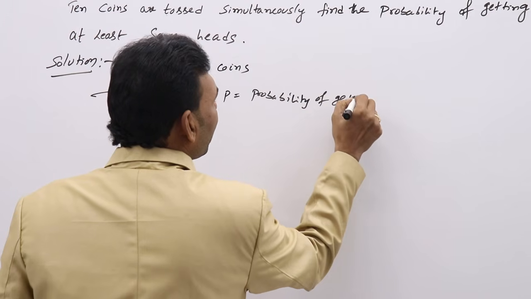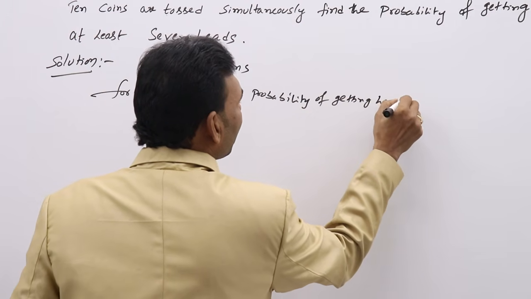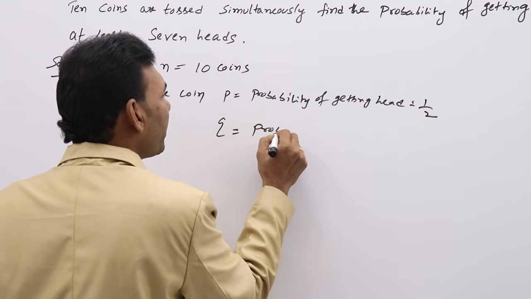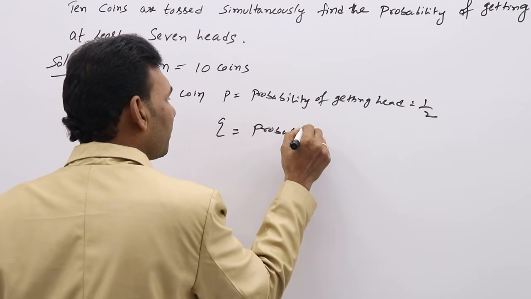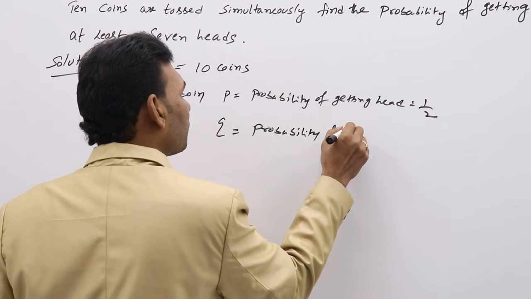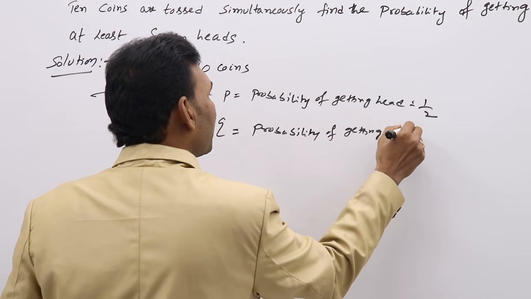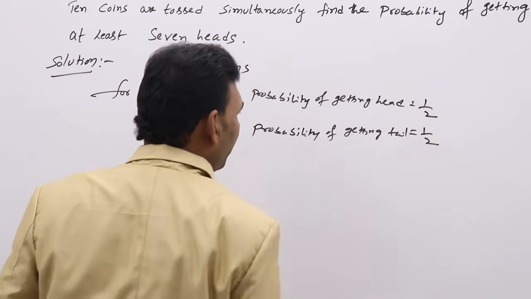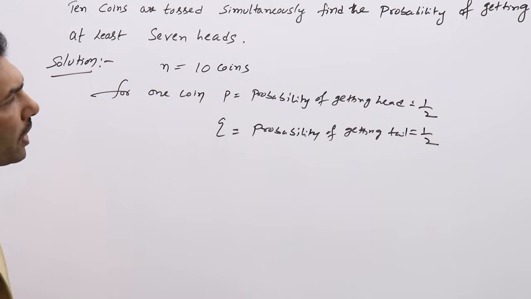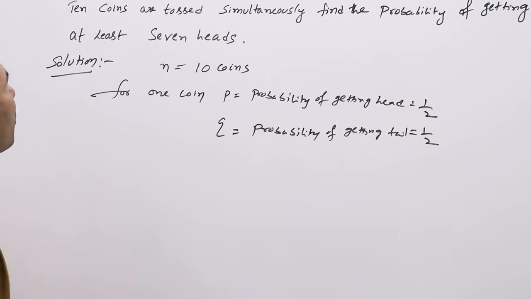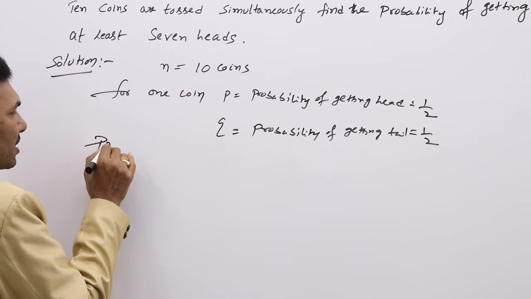Probability of getting head, which is 1 by 2. Q is probability of getting tail, the failure case. So that is also 1 by 2. We know n, p, q values, then we can easily find out probability of getting at least 7 heads.